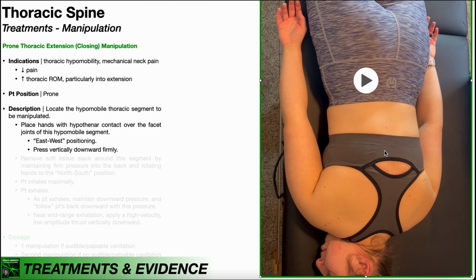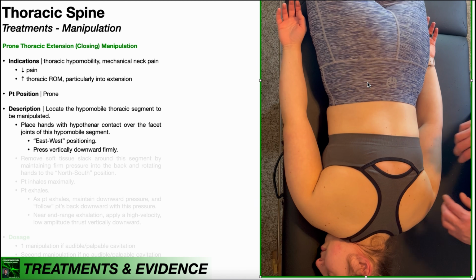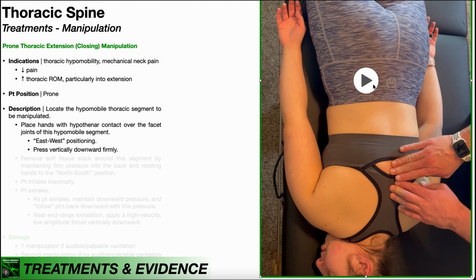Now, of course, I'm going to have to find the specific hypomobile segment to be manipulated, but before I do that, I really just like to find, in general, the patient's spinous processes, because that tells me where the patient's midline is, and then I just go relative to that.